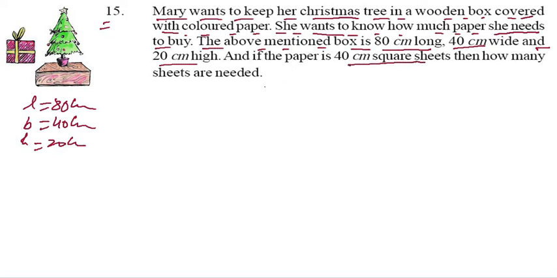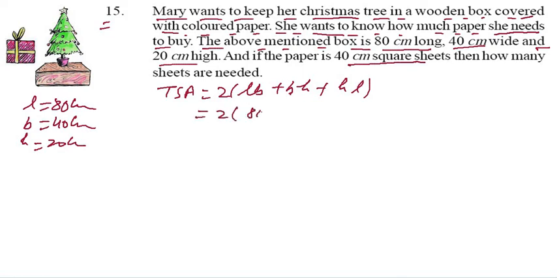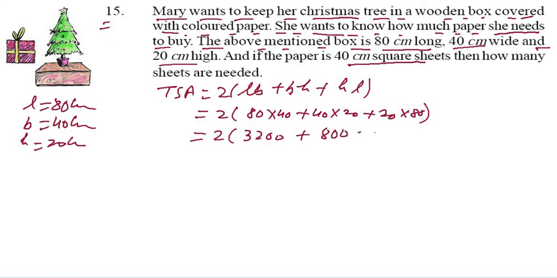So we can find the number of papers. Now first of all, total surface area. TSA is equal to 2 times LB plus BH plus HL. Now you can put the values. That is 2 times 80 into 40 plus 40 into 20 plus 20 into 80. Now multiply this one. 2 8s are 32 00, and plus 4 2s are 8 and 00, and 8 2s are 16 and 00. Now you can add them.